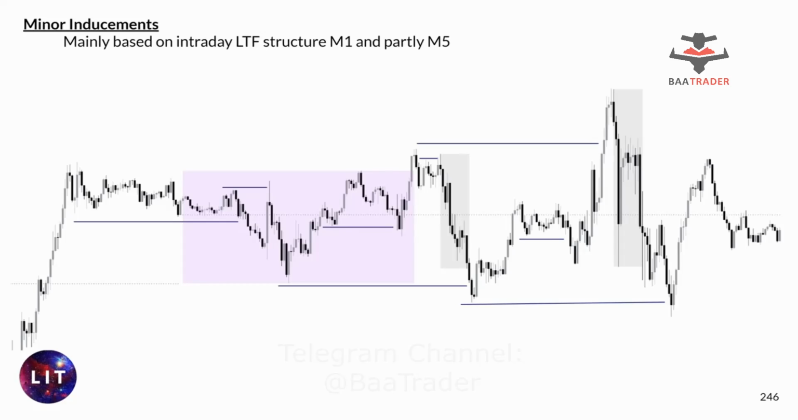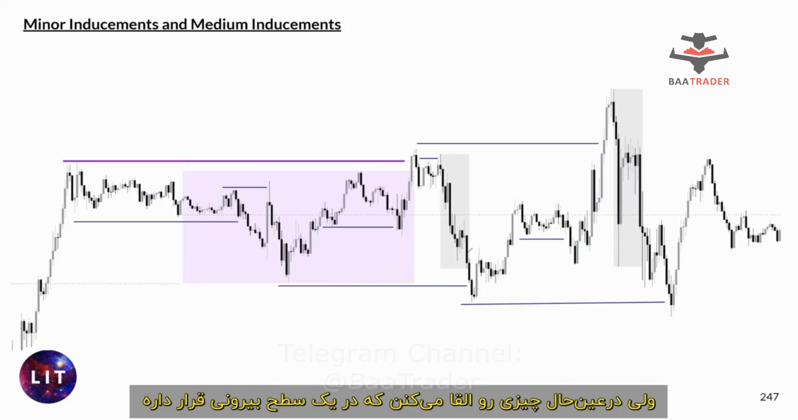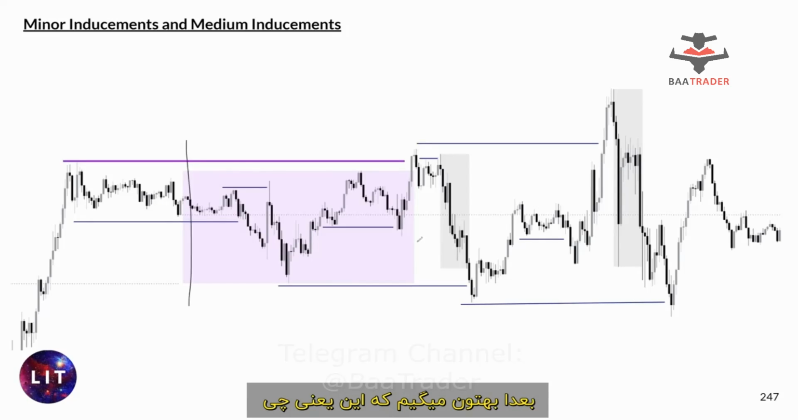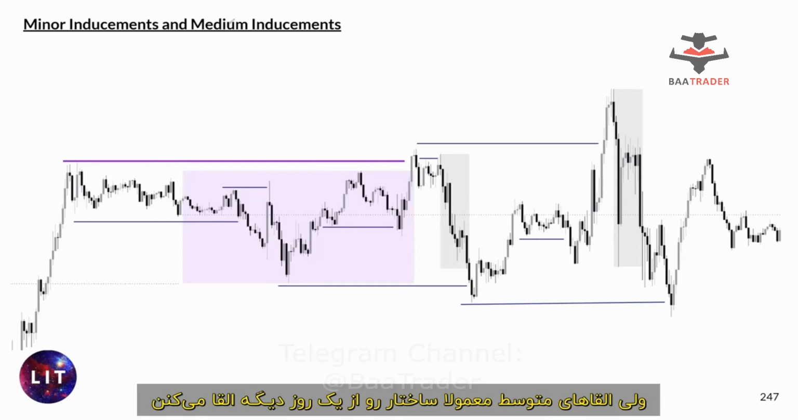Oh, there we go. So now we can start adding medium inducements into the whole picture. So what does that mean? Medium inducements are overall picture or structure inducements that are not on an intraday level, but also induce something which is on an external level. Okay, I will tell you what that is later. Obviously, some of you already figured out what it is. Okay, but medium inducements are usually inducing structure from a different day.